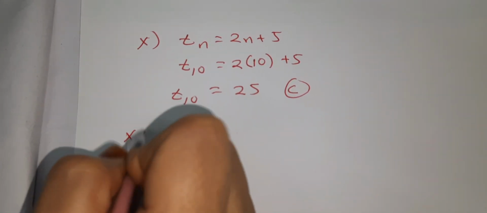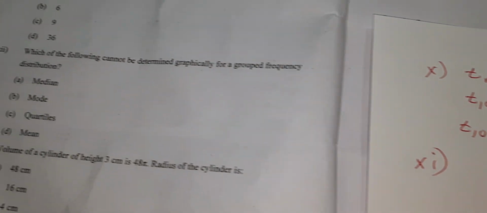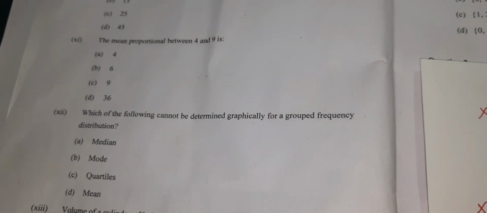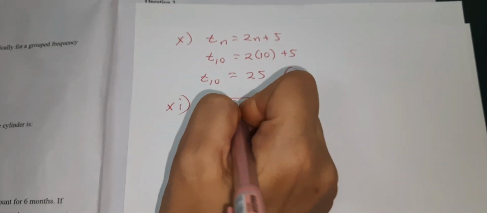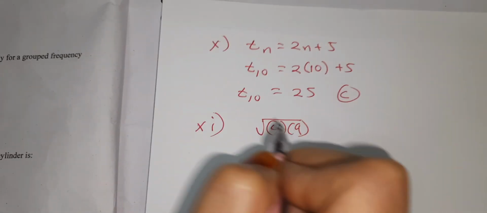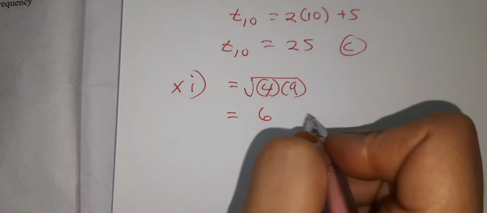So 11th question. The mean proportional between 4 and 9. Now remember, mean proportional means the square root of the product of the two numbers. So mean proportional is equal to the root of the two numbers multiplied together. So the square root of 4 into 9 is simply going to give you 6. And that's option B.